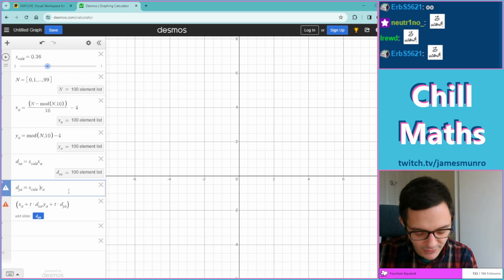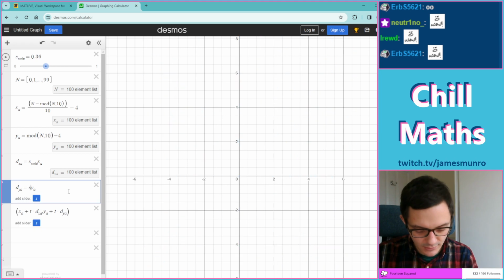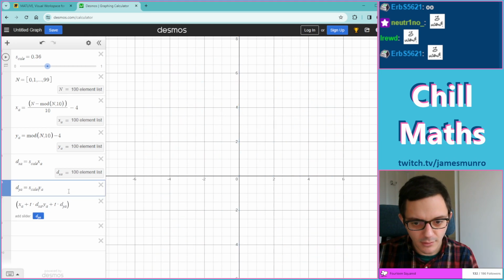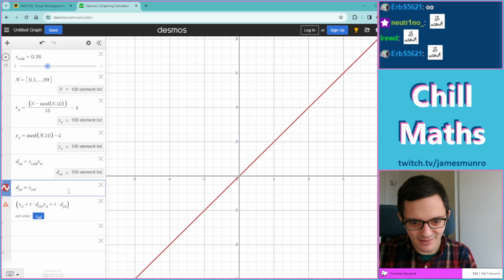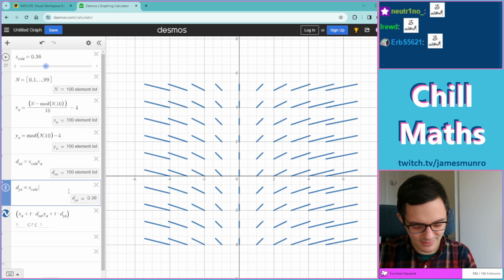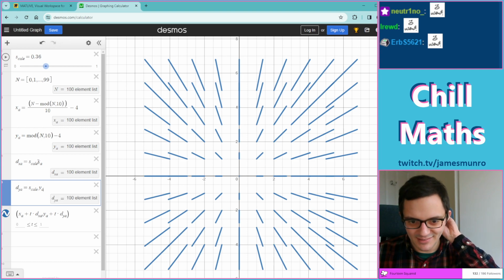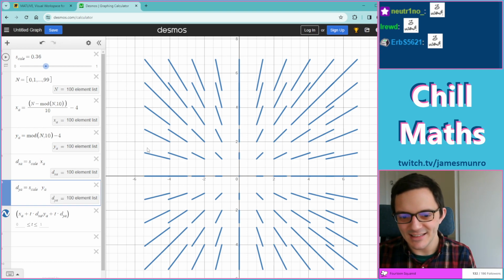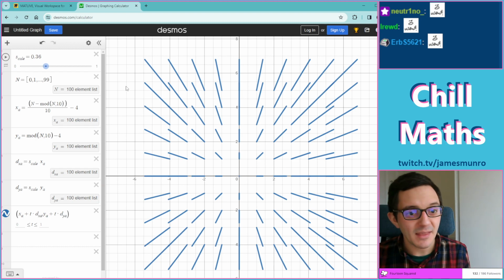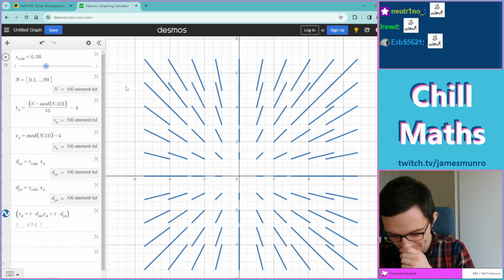Why have I broken it? It doesn't like this. Like if I put a space in. Okay, I am allowed to put spaces in. Great. Thanks, Desmos. Okay, good. More interesting functions. Let's go.